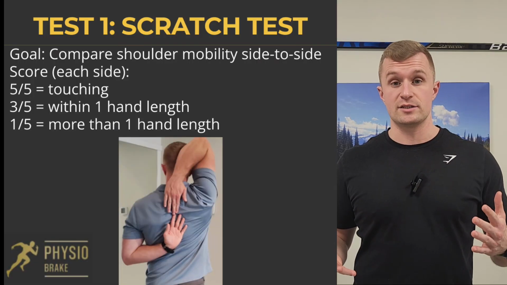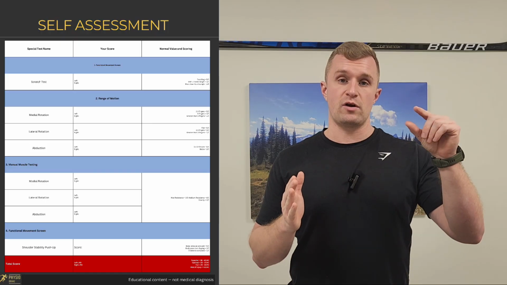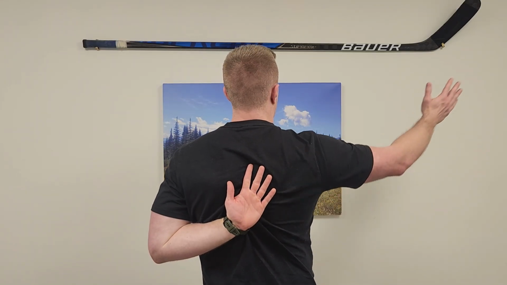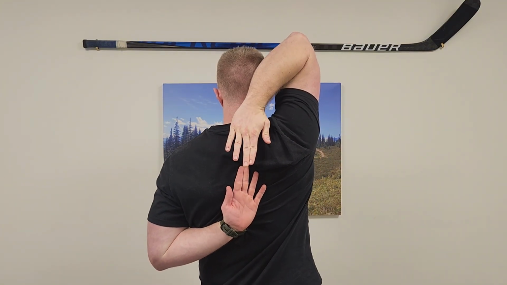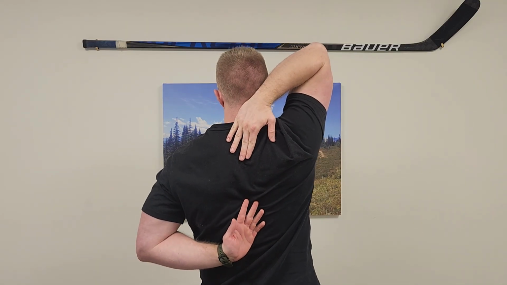The first test is the scratch test. This is just a general idea for mobility. So the left hand is the one that's reaching behind the back. If you go to the end of the PDF, you'll see the table and chart here. Scratch test, left versus right. With the left hand behind, reach up as high as you can, right hand over top, and you're seeing, can you touch? If you can touch, you get a 5 out of 5. If you're within one hand's width, you get 3 points out of 5. And if you're greater than one hand's width away, you only get 1 out of 5.